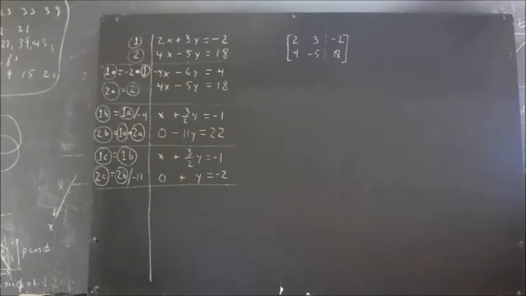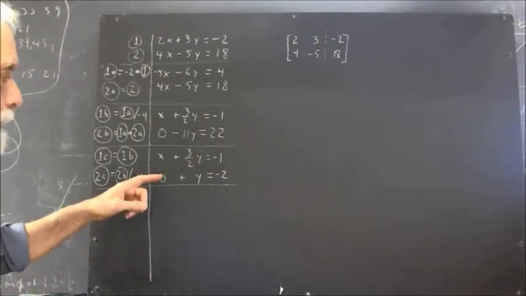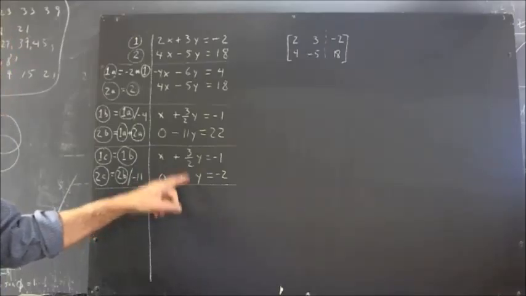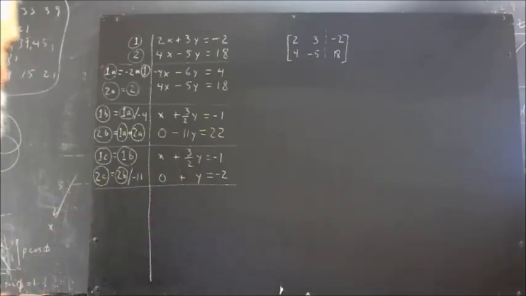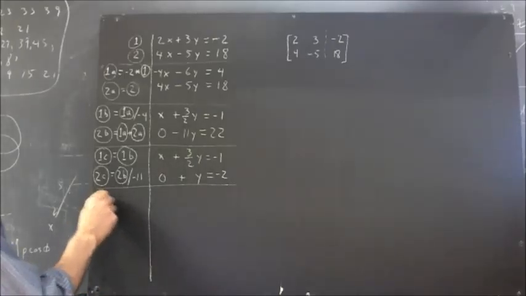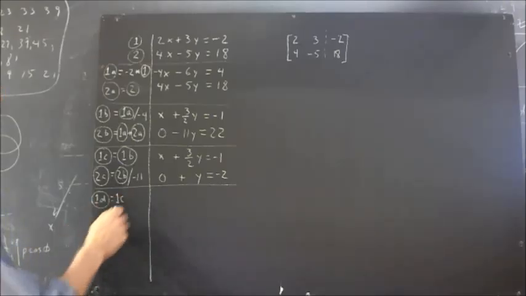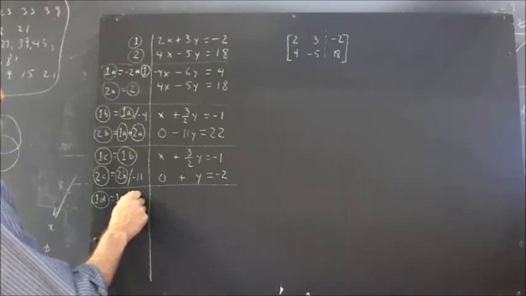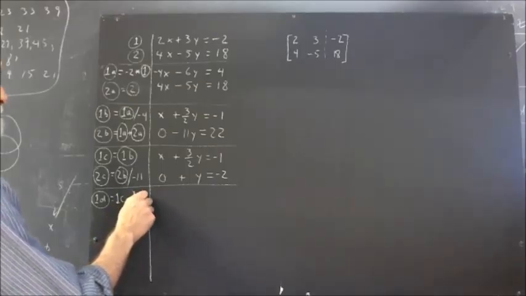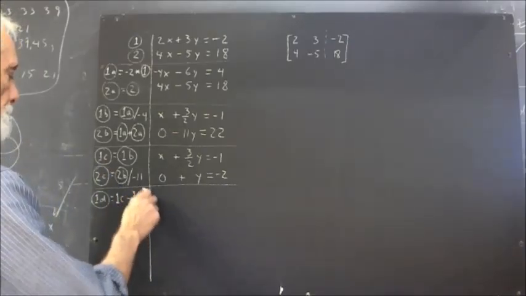Now, we're going to solve the first equation, and the way we're going to do that is we're going to subtract 3/2 of the second equation from the first. So the first equation, which we'll call 1d, is going to equal 1c minus 3/2 of equation 2c.